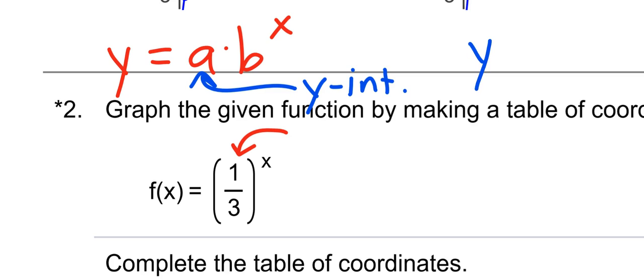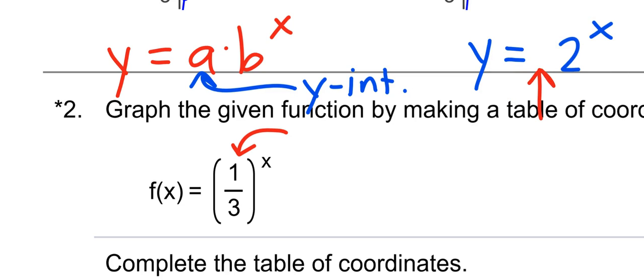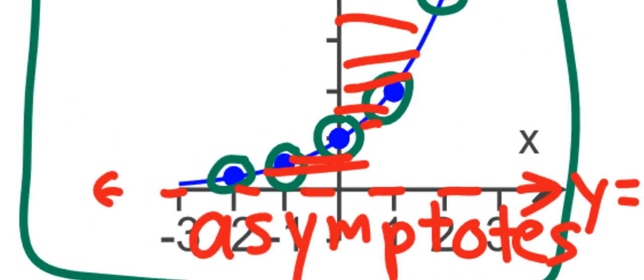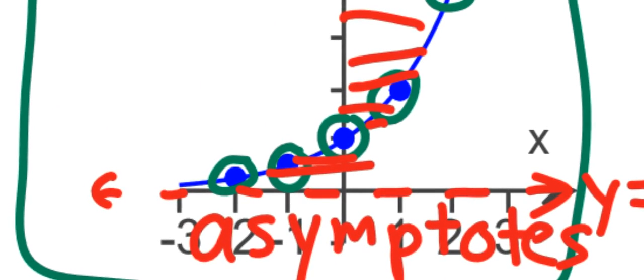Now, the first graph that we did was y equals 2 to the x power. Can you tell me what number is sitting right here in front of that 2? It was a 1. Now, we never wrote it down, but we knew that it was a 1. And guess what? When we graphed it, you saw that it crossed right through there at the y-intercept 1.